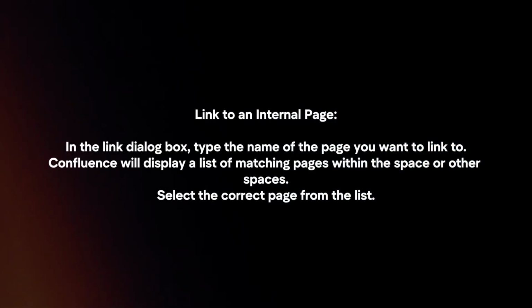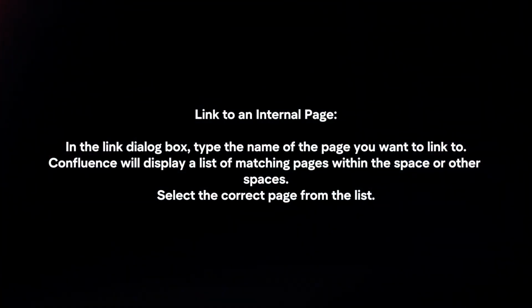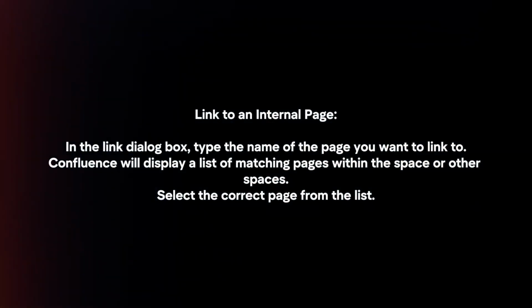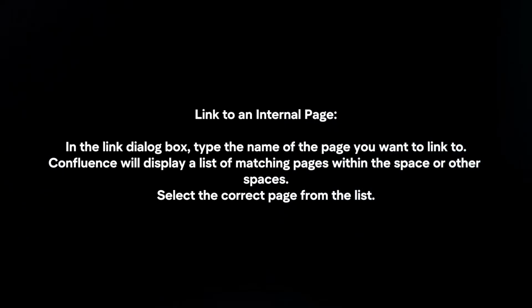Link to an internal page. In the link dialog box, type the name of the page you want to link to. Confluence will display a list of matching pages within the space or other spaces. Select the correct page from the list.